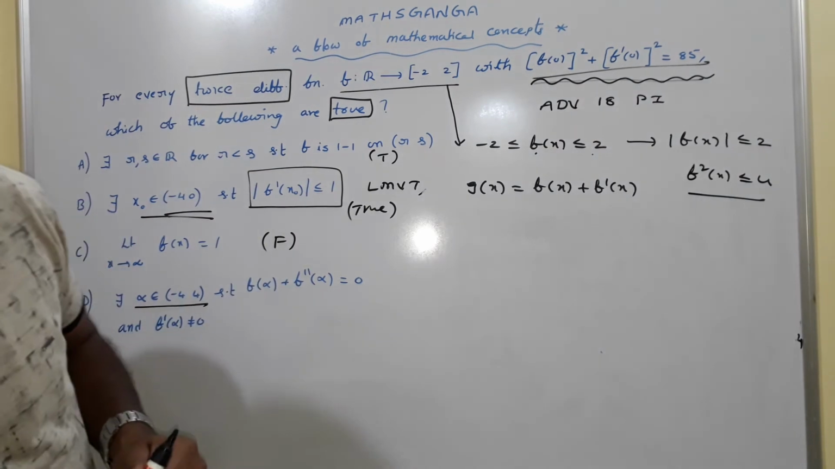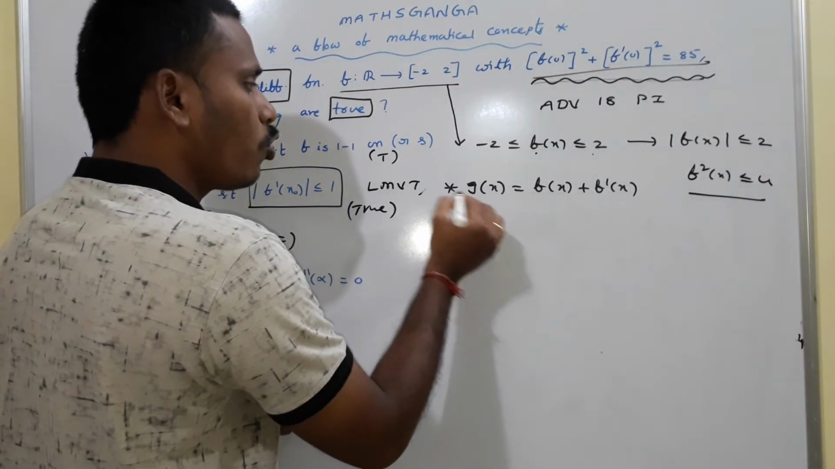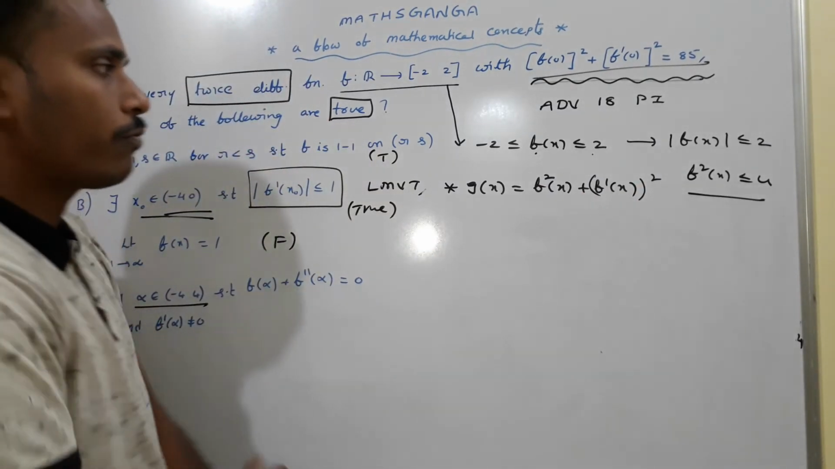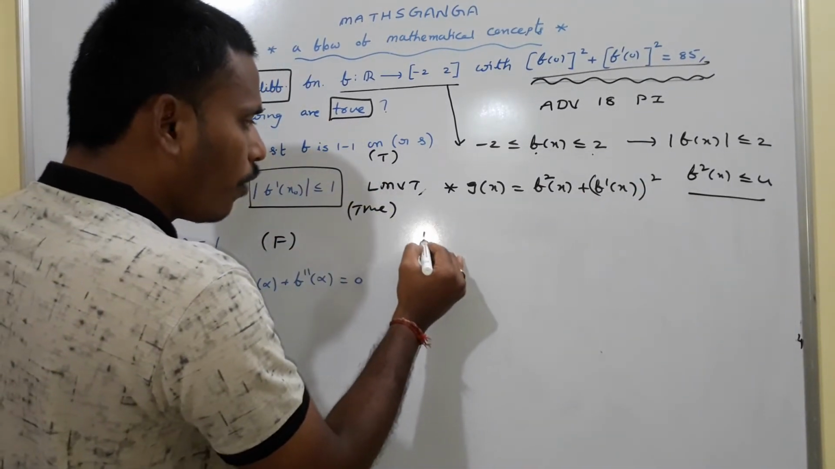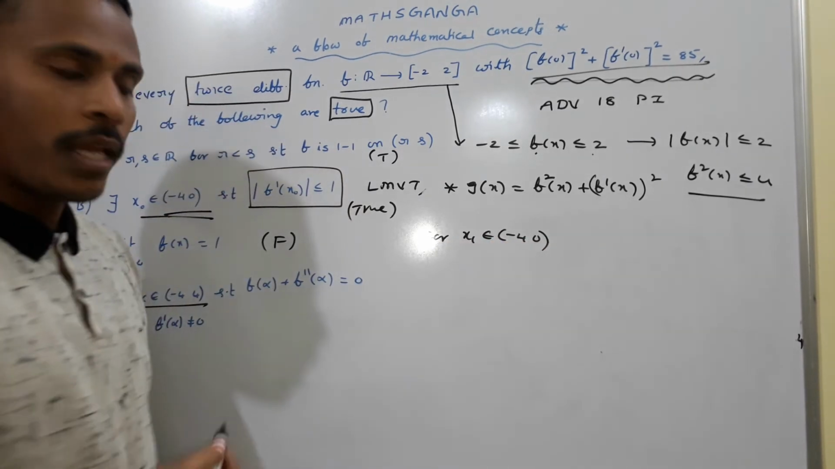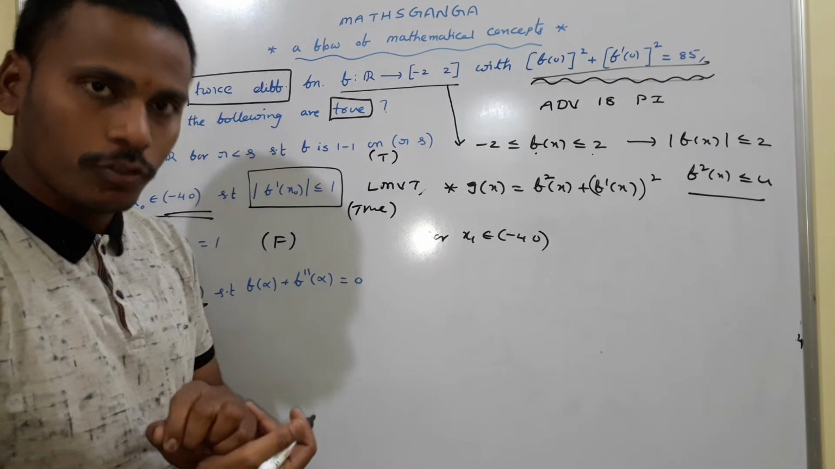What I am going to do is, just to change this one, take g of x as f square of x plus f dash x square. Now, for some x1 belonging to minus 4 to 0, x1 is a point in the range of minus 4 to 0.